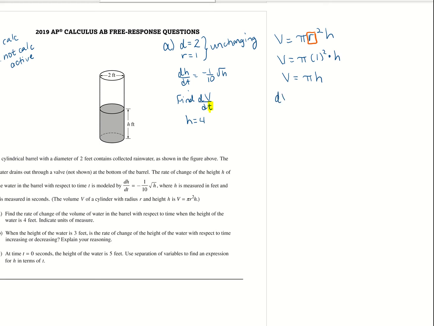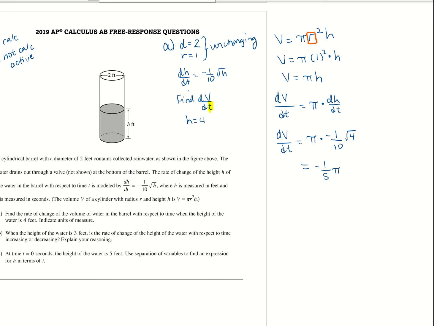Then if I take the derivative of this, the derivative of pi h is pi times the derivative of whatever h is. And I want to now evaluate this specifically when the water is at a height of 4 feet. Now remember, dh/dt they gave us, but I want h to be 4. So since the square root of 4 is 2, I could get negative 2/10. I could choose to reduce that or not. So if you wrote negative 2/10 pi instead of negative 1/5 pi, that would be fine.